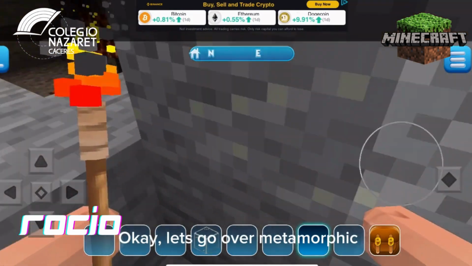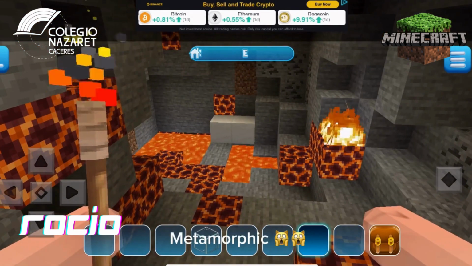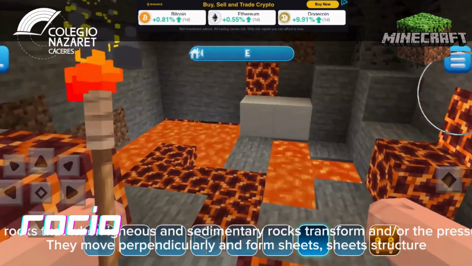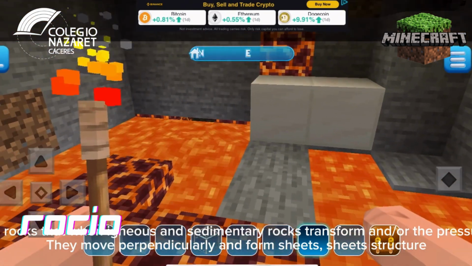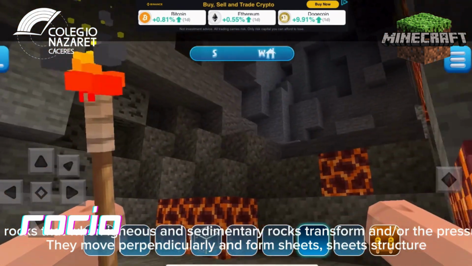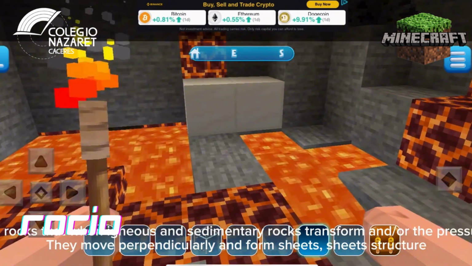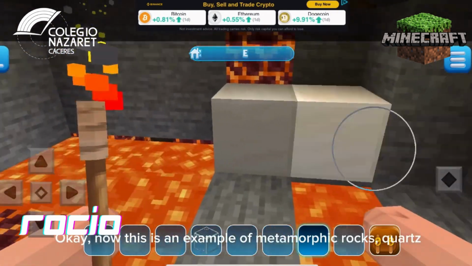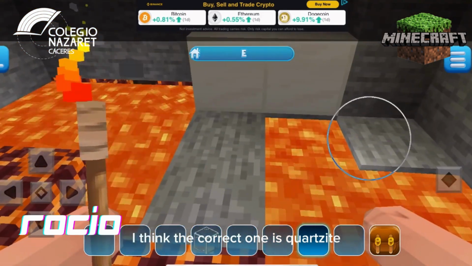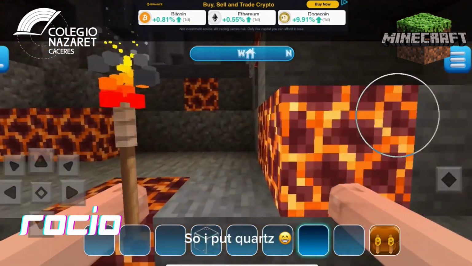Okay, let's go over metamorphic. Metamorphic rocks are rocks that form when igneous and sedimentary rocks transform under pressure; they move perpendicular to the pressure and form a sheet structure. Okay, now this is an example of metamorphic quartz. I think the correct one is quartzite, but I didn't find it, so I put quartz.